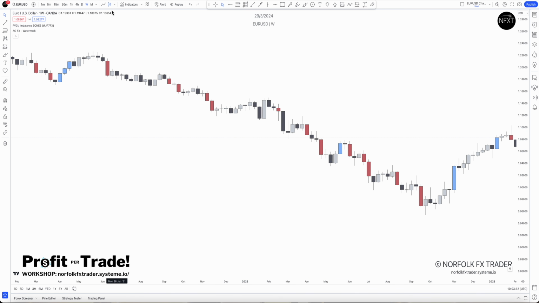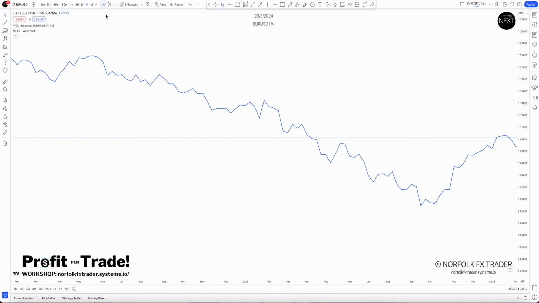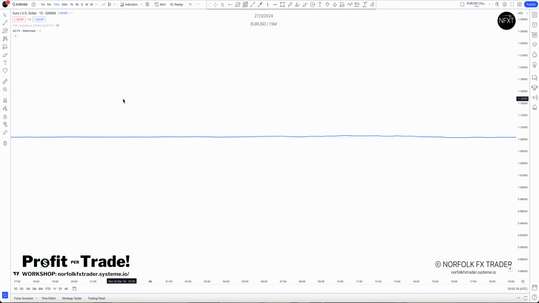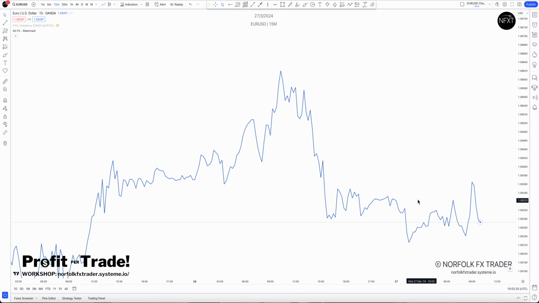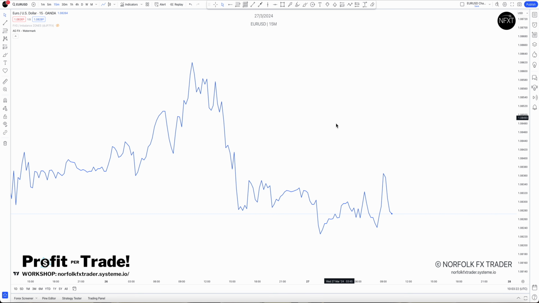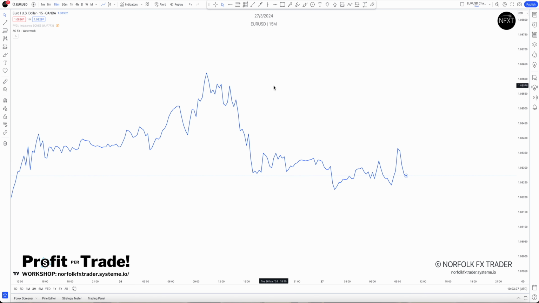We can also do this on another time frame. So let's go down to a 15-minute time frame. And we'll just zoom out. Let's go to the current era of price. We're looking at the current era of price on a 15-minute time frame. We could do the exact same thing.